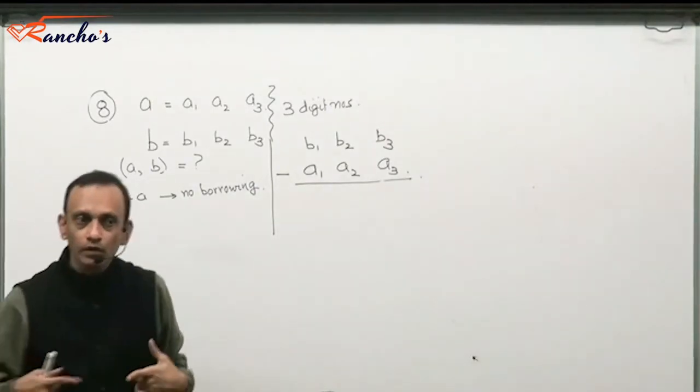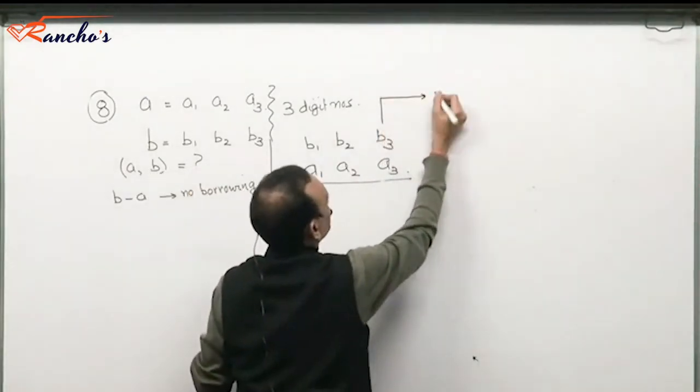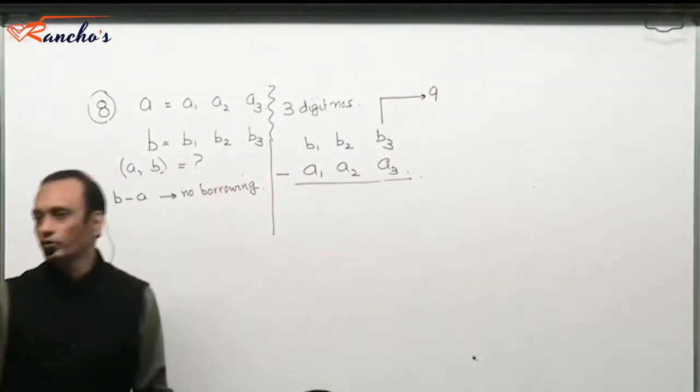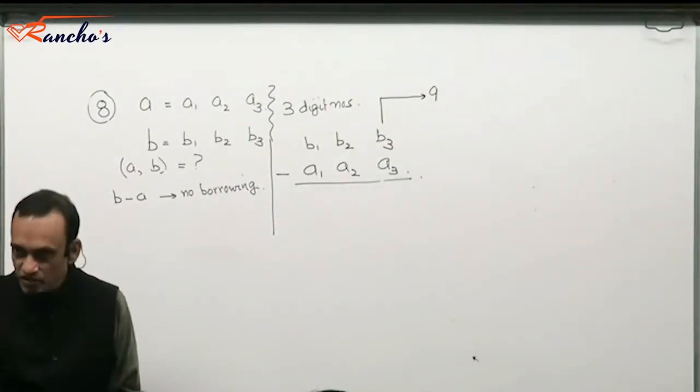Right? Now, look at B3. B3 could have been 9, isn't it? B3 could have been 9. Yes or no?